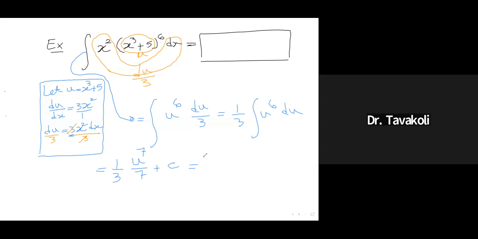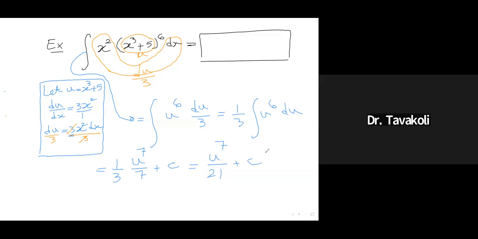So this is u to the 7 over 21 plus c. Are we done, or do we need just one more step?